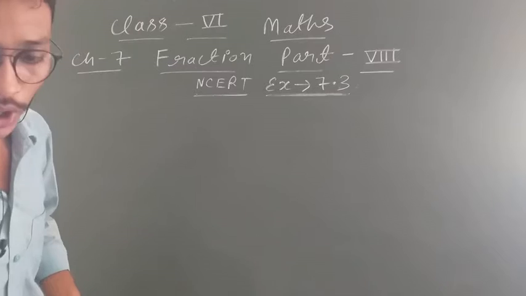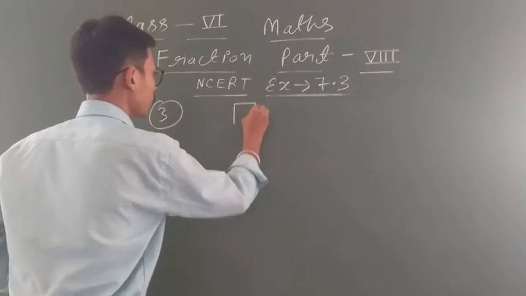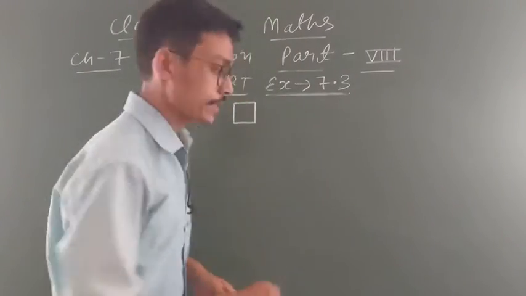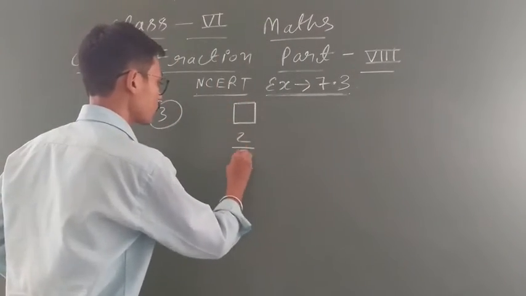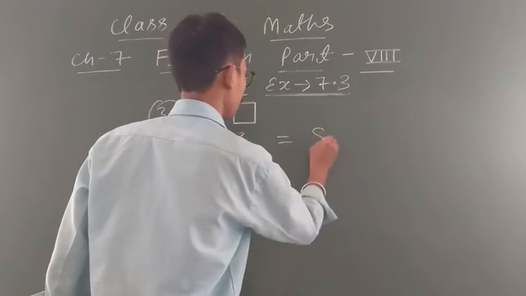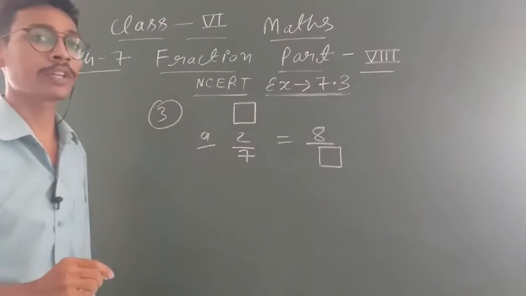Now I am going to do question number third. What is given in the question number third, student? Find the value of box. You have to find out the value of this box. Okay, student. Now it is given 2 upon 7 equal to 8 upon box. So student, there are two ways to solve this one.